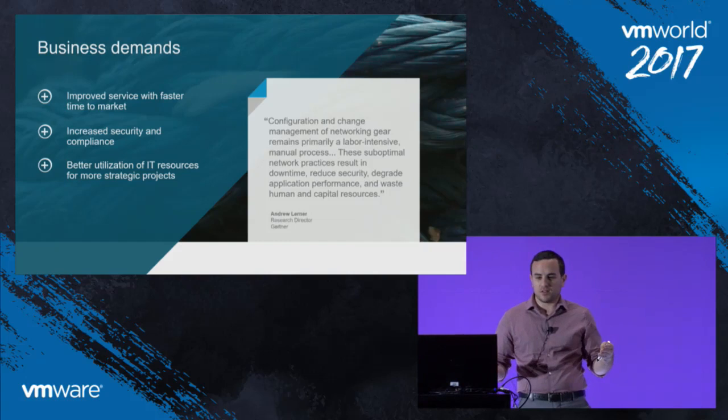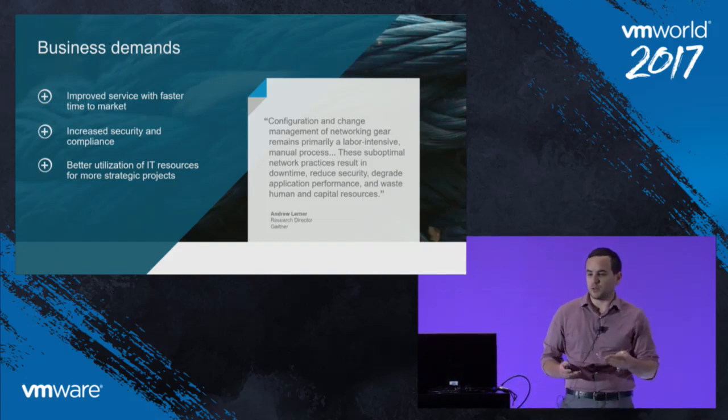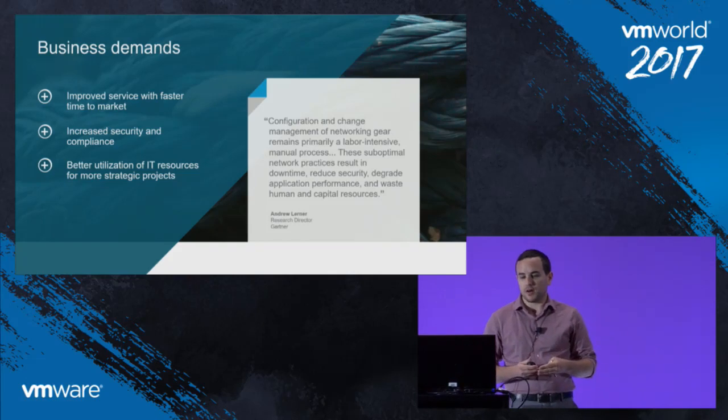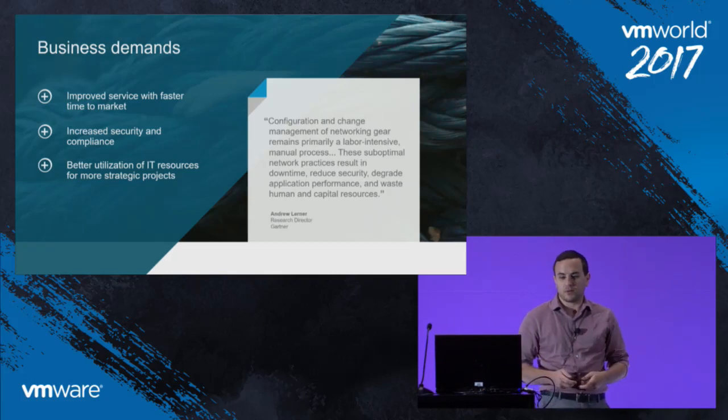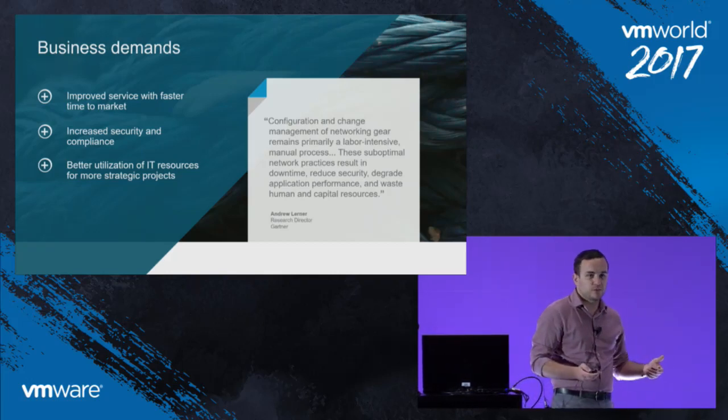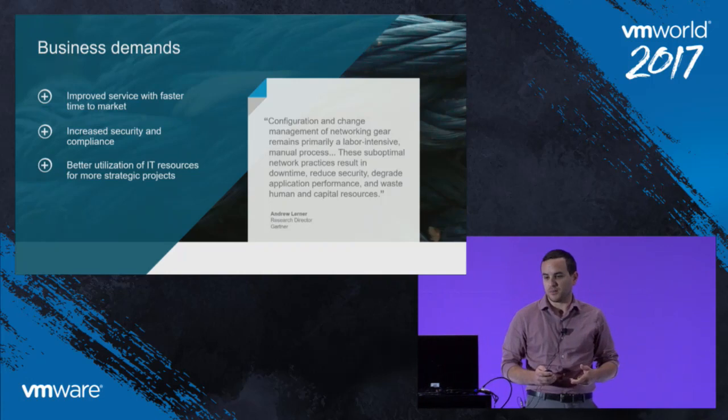And here we have this quote from Andrew Lerner at Gartner. You're all familiar with Gartner, the Magic Quadrant and all that. And he says of automation that configuration change and management of networking gear remains a primarily labor-intensive manual process. These suboptimal network practices result in downtime, reduced security, degraded application performance, and waste human and capital resources. So obviously, we're talking about efficiency here when we're talking about all of this.